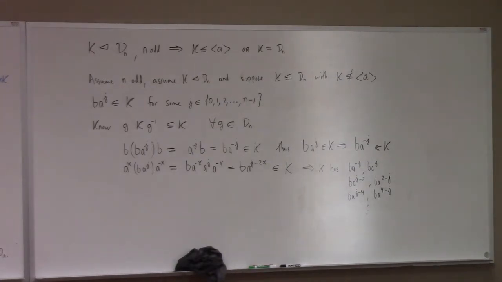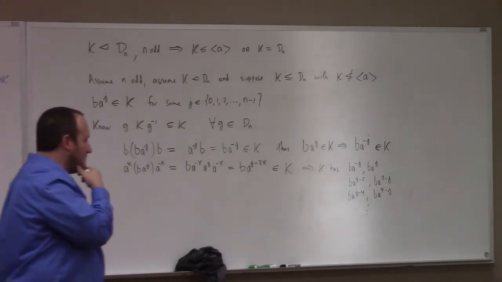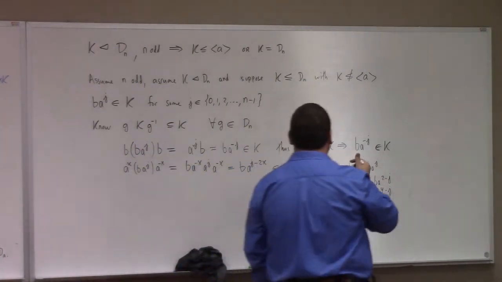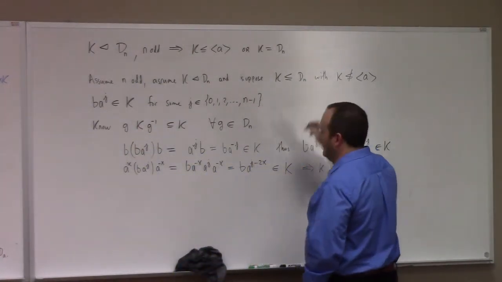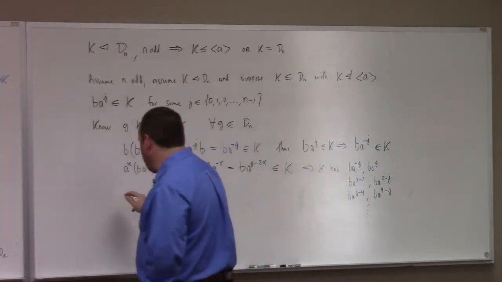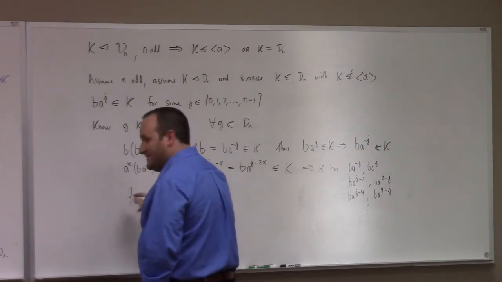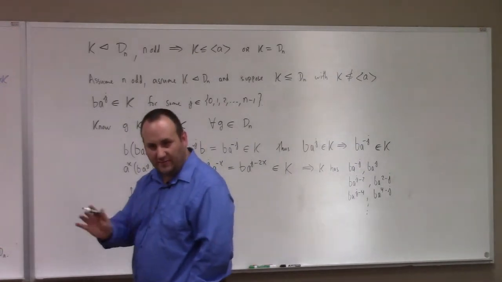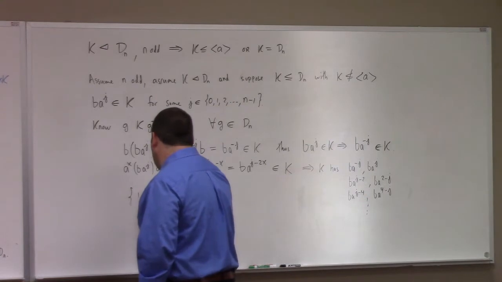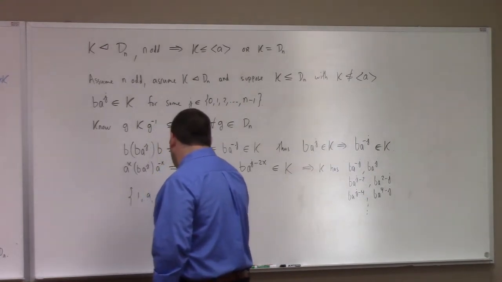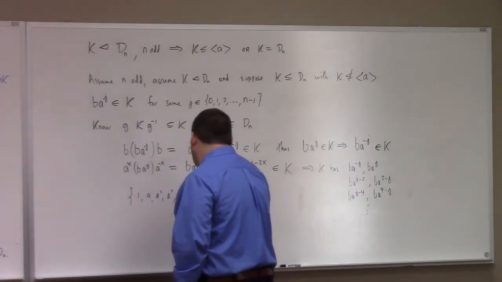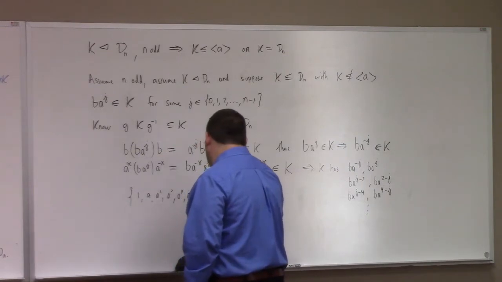There's this kind of pairing, right? Whatever you pick in there. Let's see here. Sometimes just working a specific n will be helpful. So maybe let's just talk about 7. 1, a, a squared, a cubed, b, a to the 4th, a to the 5th, a to the 6th, a to the 7th.